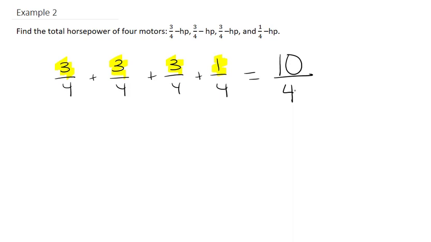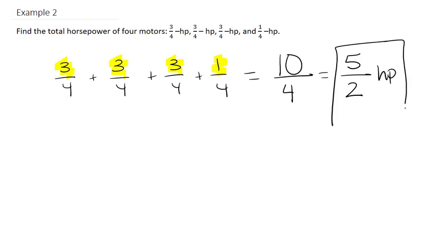Now 10 over 4 can be reduced because both are even, so we know we can reduce by a factor of 2. So 10 divided by 2 is equal to 5. 4 divided by 2 is 2. So we would say our total horsepower is 5 over 2.